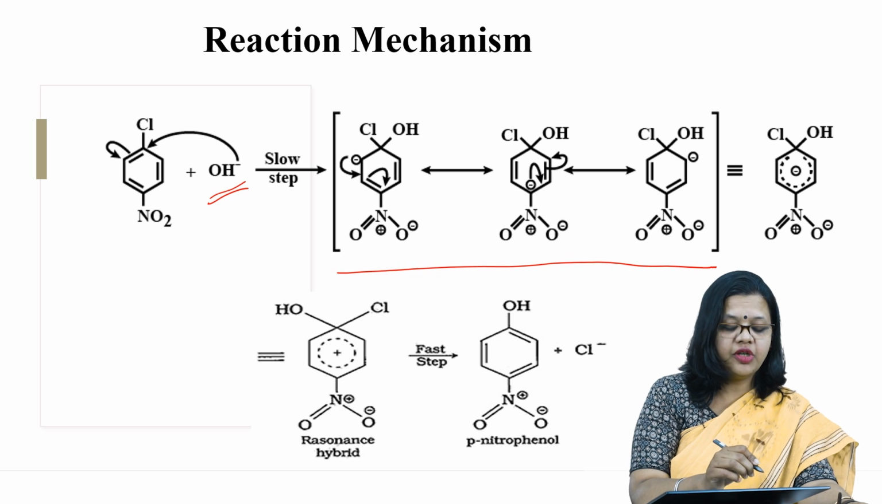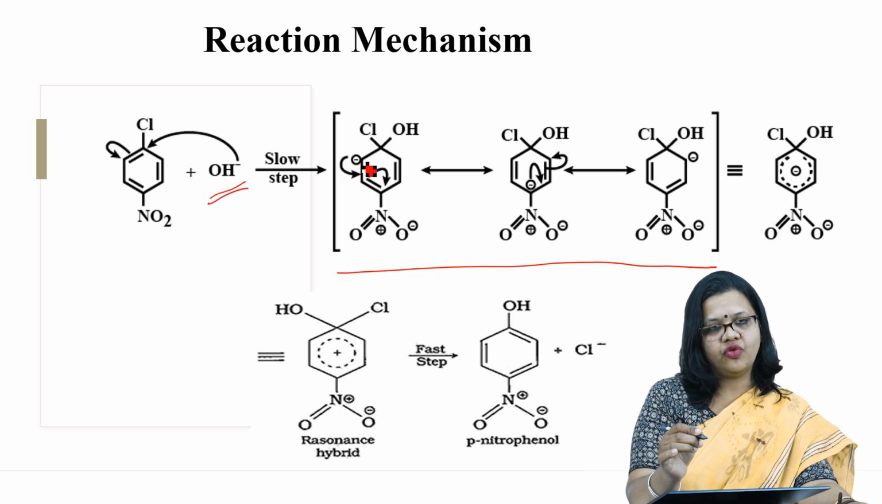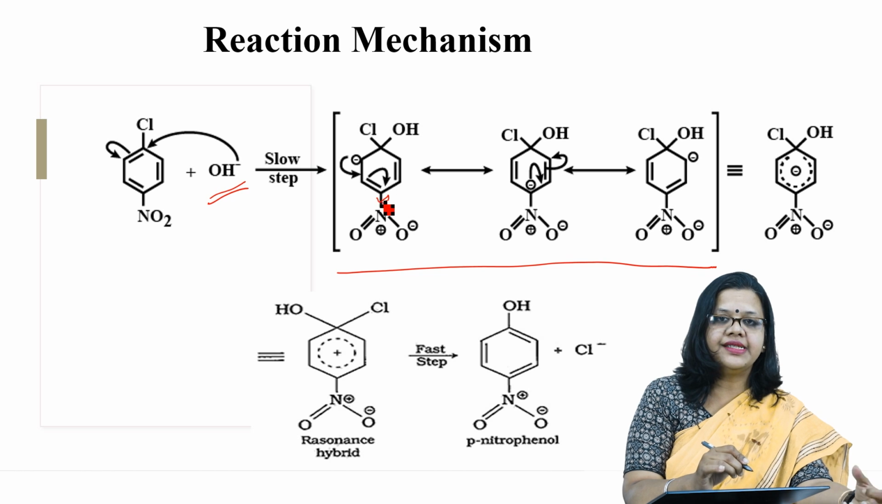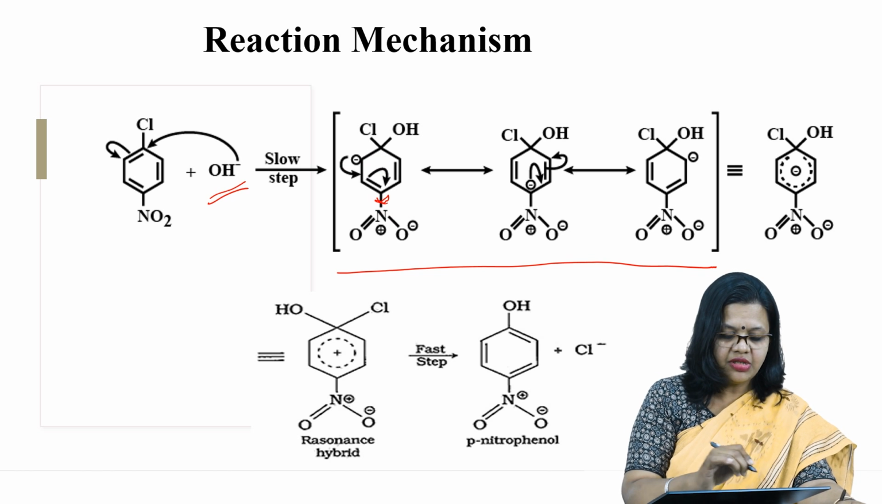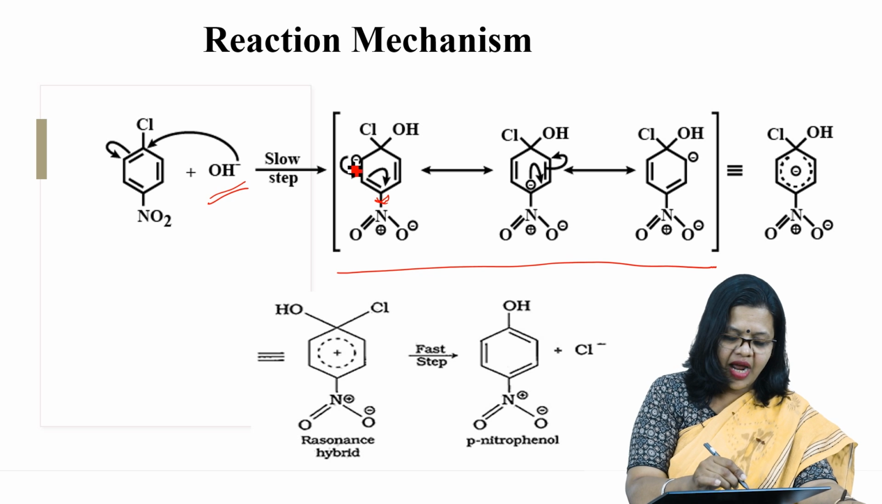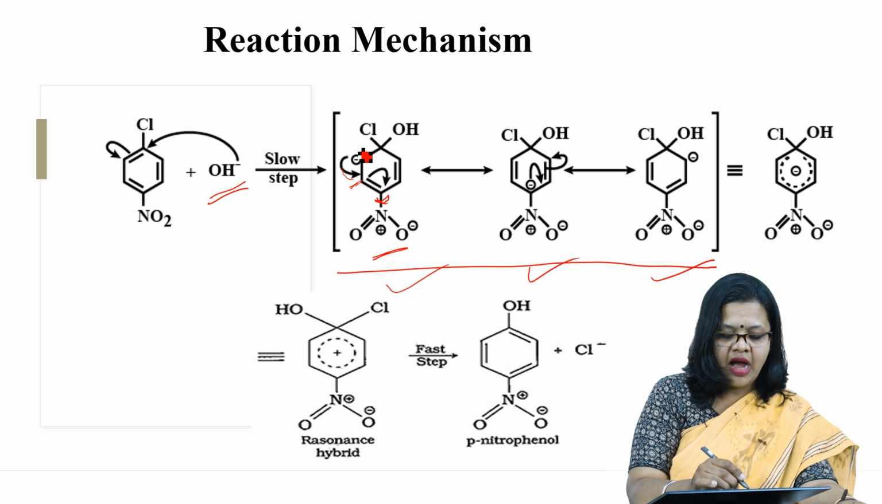The hydroxyl group of the nucleophile attacks at the point of lesser electron density. How this electron density gets reduced is seen in these resonating structures, where the nitro group attracts the pair of electrons towards itself. The direction of the arrows represents the movement of electrons away from chloride. We can see the arrows moving away from chloride towards the nitro group.